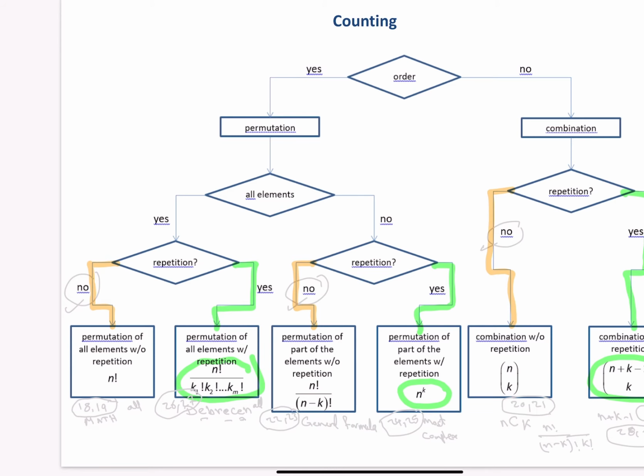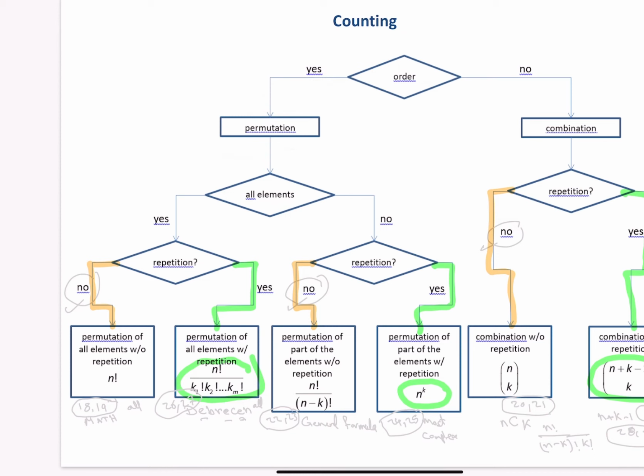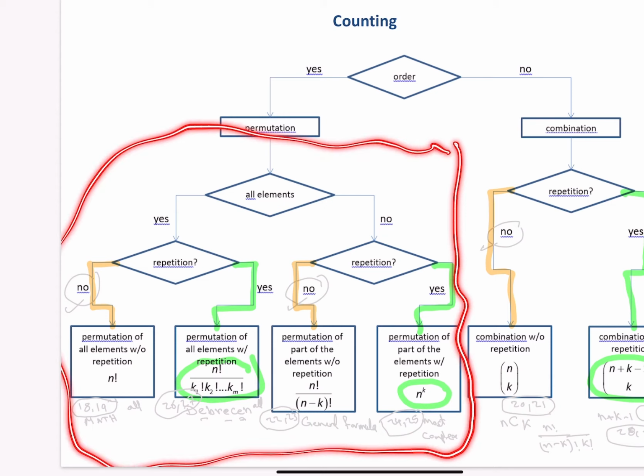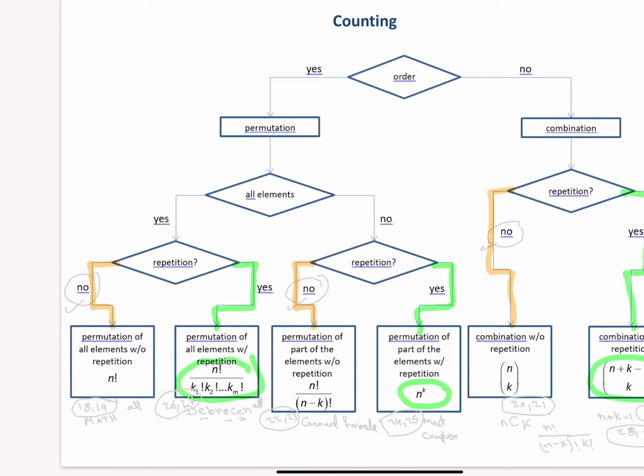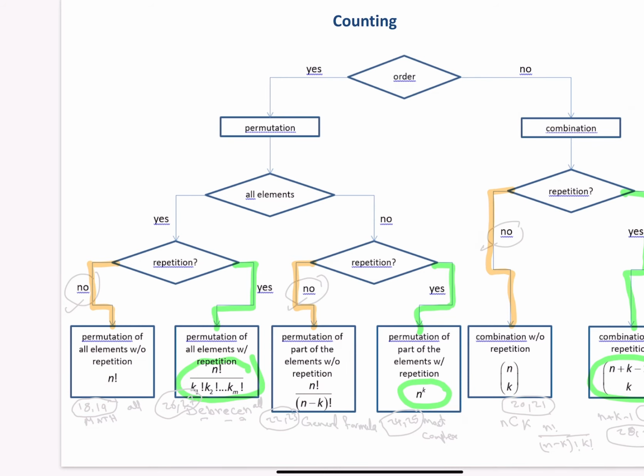So this is a simple way. If the order matters, we'll go to yes. Order matters, it will be permutation. Then we'll review all the permutations which we have. We have 4 cases for permutation, and we have only 2 cases for combination. In reality, in the previous slides we have only studied 1 case for combination, but here there is 1 extra, and we are going to emphasize it here.